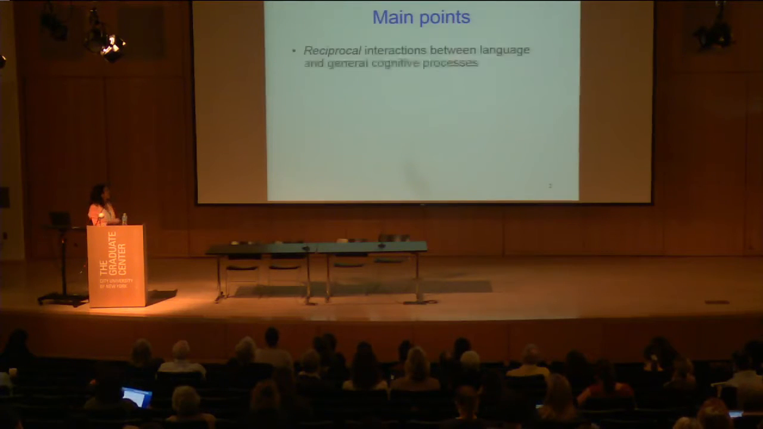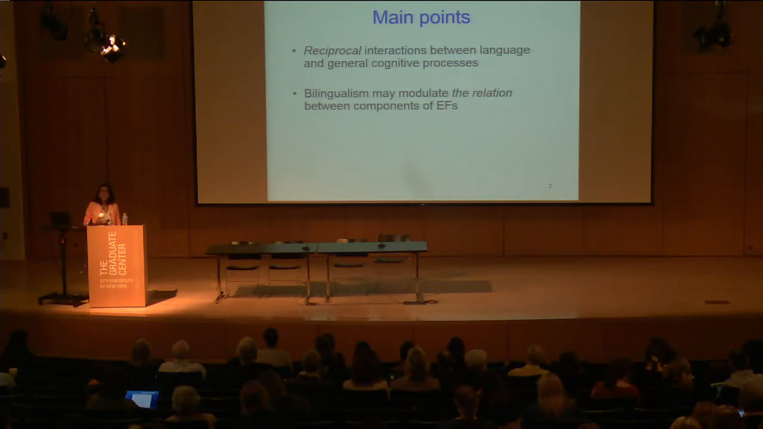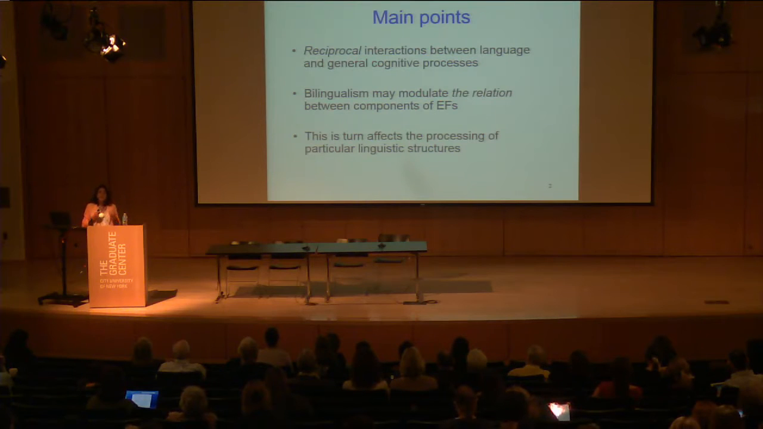The main point that I'm going to cover today is that I think we should focus on the reciprocal interactions between language and general cognitive abilities. We've heard a lot about the possible influence of the bilingual experience on general cognition, executive functions in particular. But I think we should also look at the other direction, how executive functions affect language use. What I'm going to suggest is that bilingualism might actually change or modulate the relationship or the balance between different components of executive functions. And this, in turn, can affect the processing of particular linguistic structures.